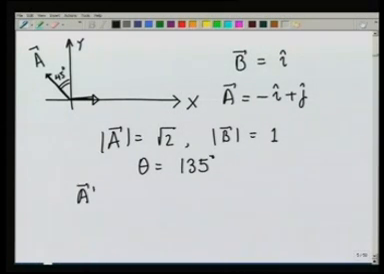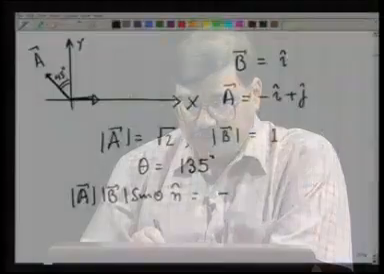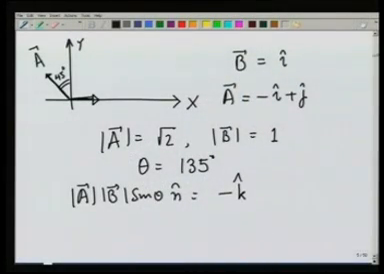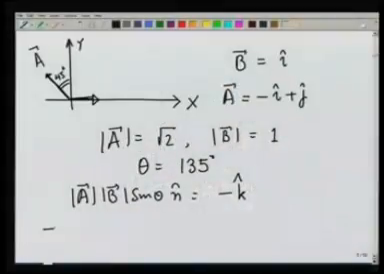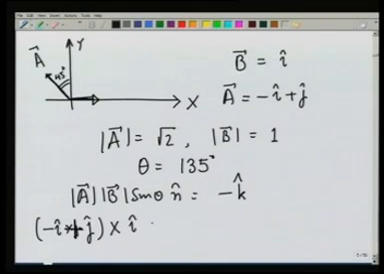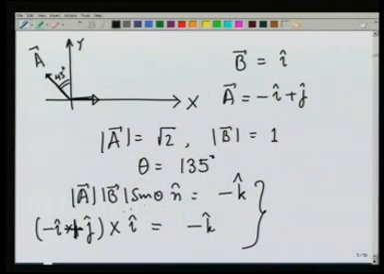So, therefore, A B sin theta n is going to be equal to, sine of 135 is 1 over root 2, so that is going to be equal to 1 times n. Turn A towards B through the smaller angle, and that gives you a direction opposite to the z axis. So, this is going to be minus k. Let us see if you get the same answer if I explicitly do the component wise vector product. In that case, A cross B would be minus i cross i plus j cross i. i cross i is 0 and j cross i is minus k. So, you see both give you the same answer. Now, I want to demonstrate to you that A cross B gives you a vector that is perpendicular to both A and B.